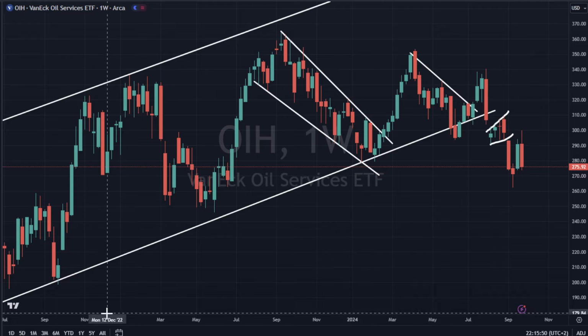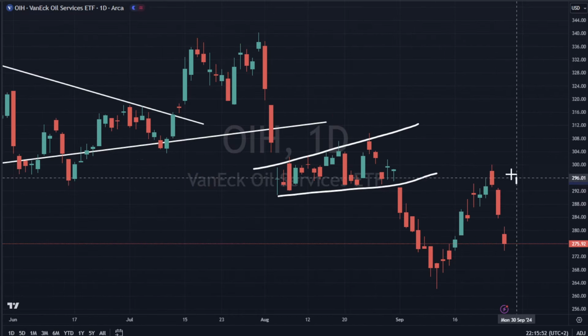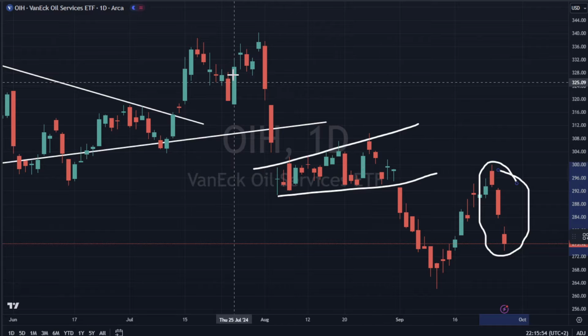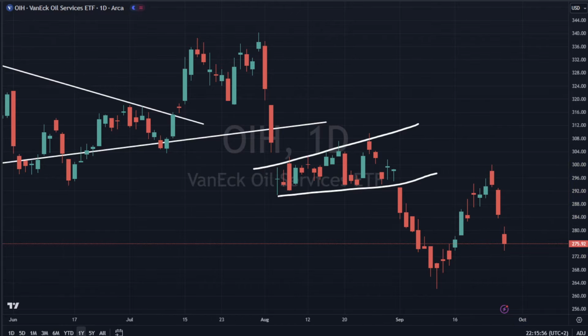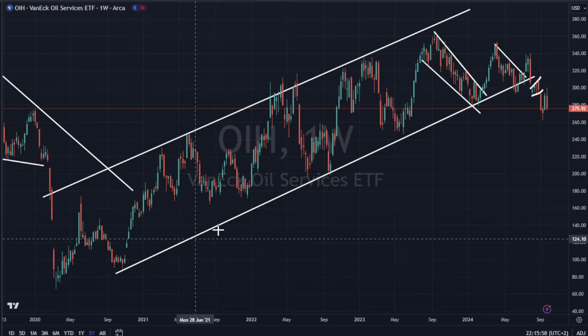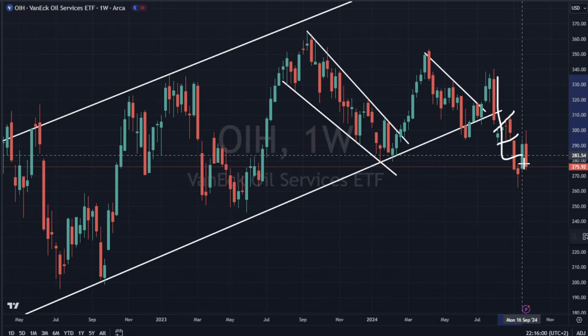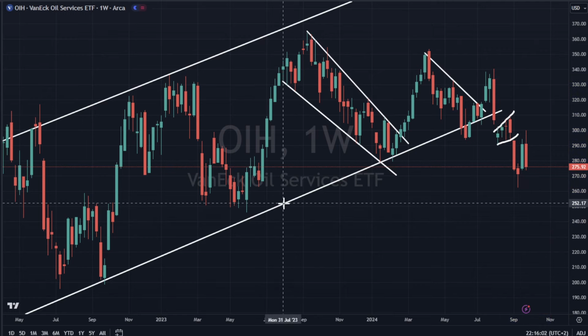OIH also down 3.12%. There it is. Strong selling pressure past 3 days, and we'll see if there's more downside. We are below support of this channel. So we could see further downside in this.